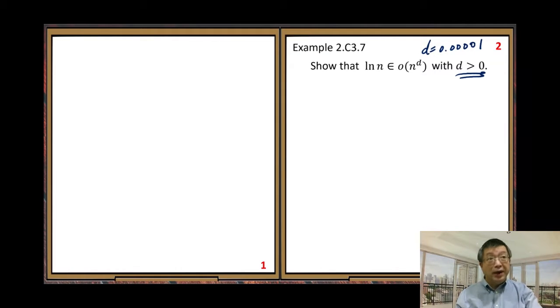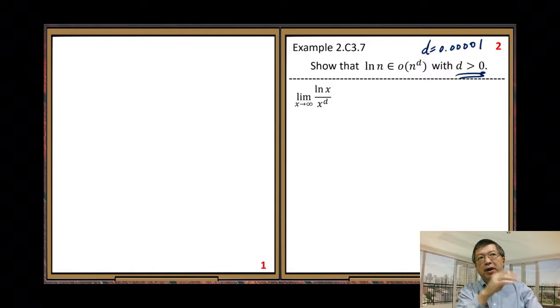When we see little o, most of the time we take the limit of the ratio of the two functions. We want to prove the limit is 0. So let's consider the limit. Now, remember, when we take the limit, it is very likely we need to use L'Hopital's rule. For that reason, we need to use the continuous variable x. So we change from n to x.